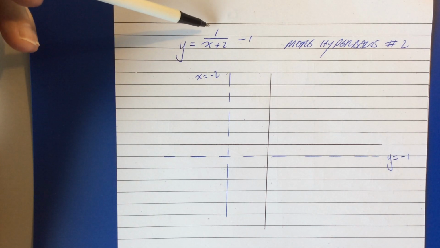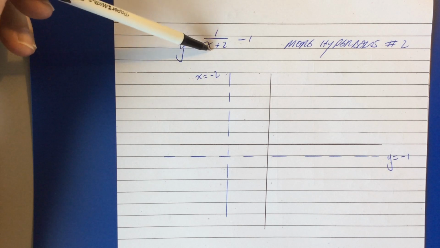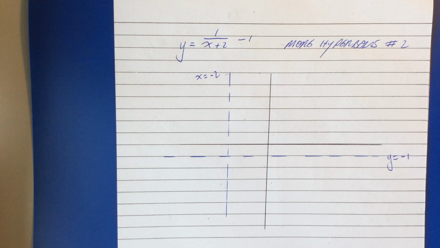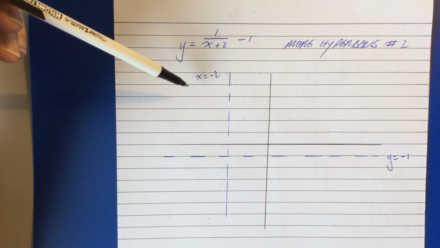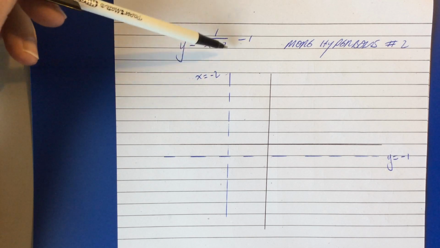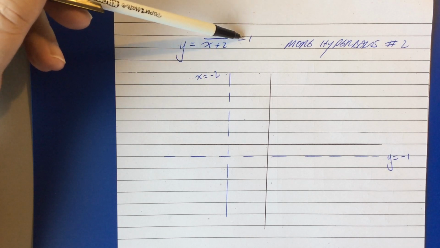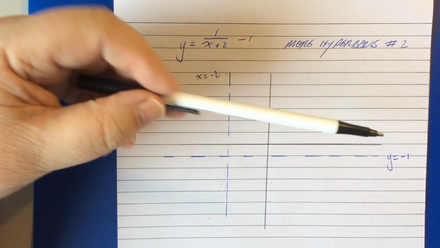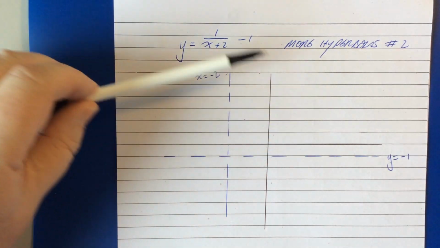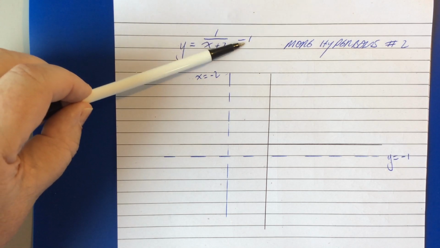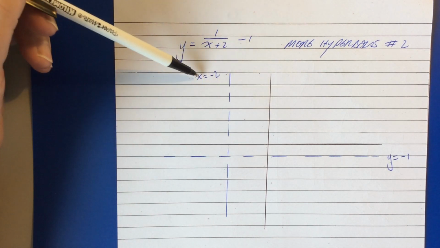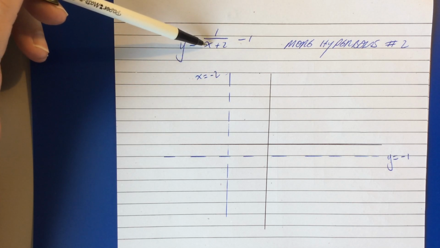Today we're looking at another hyperbolic function, y equals 1 over x plus 2, minus 1. The first job with one of these is to try and ascertain where the asymptotes lie. In this case, one of the asymptotes lies at y equals negative 1. It has moved down from the x-axis down 1 because of this. That's the indication. The other asymptote, the vertical asymptote, is at x equals negative 2.